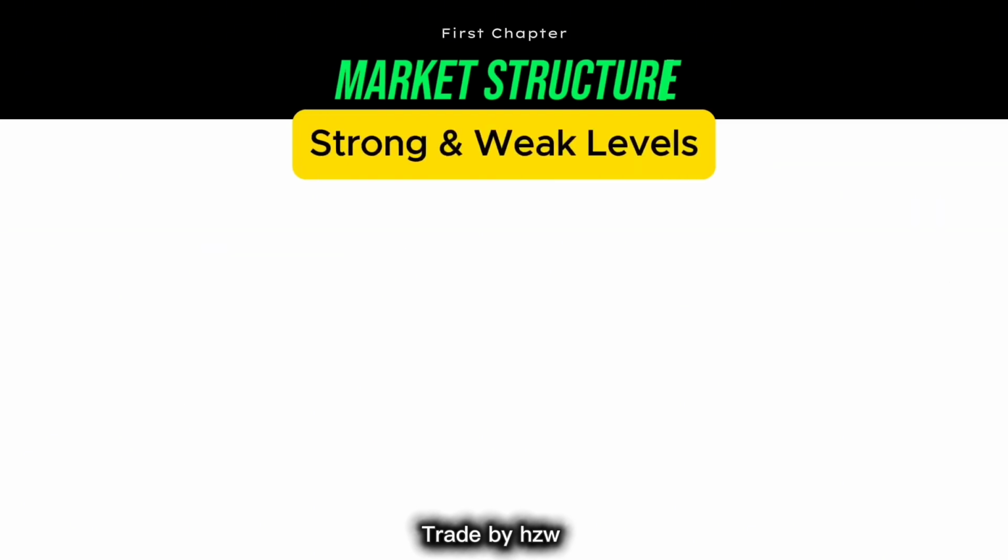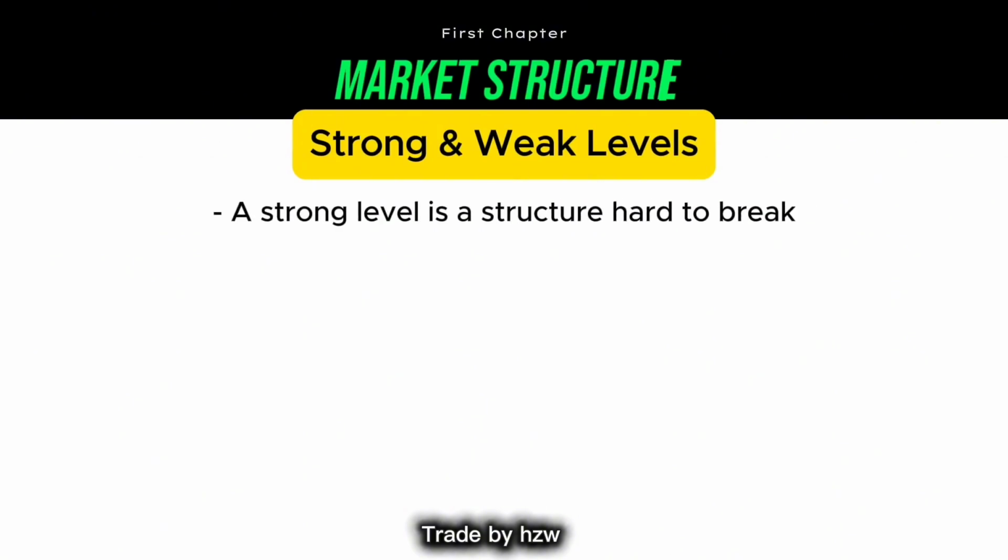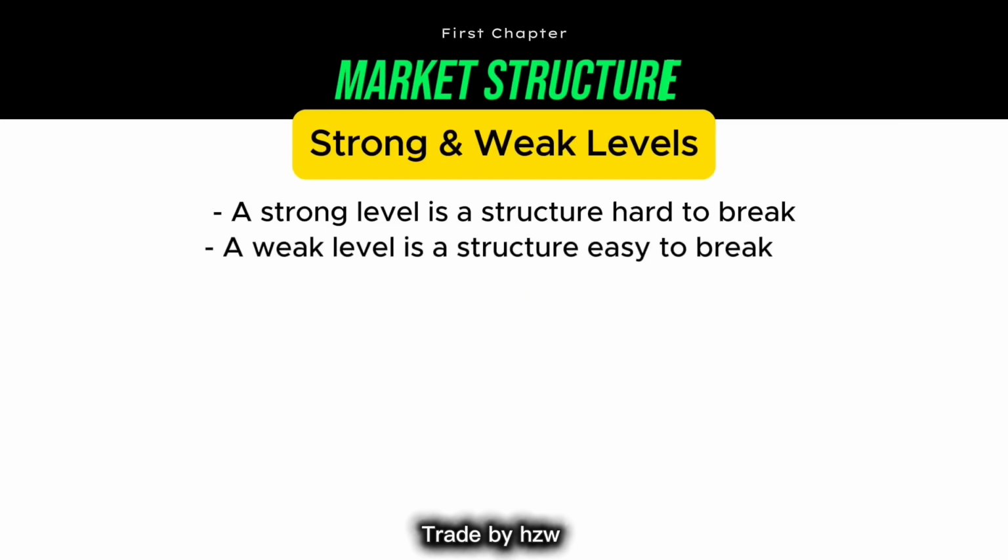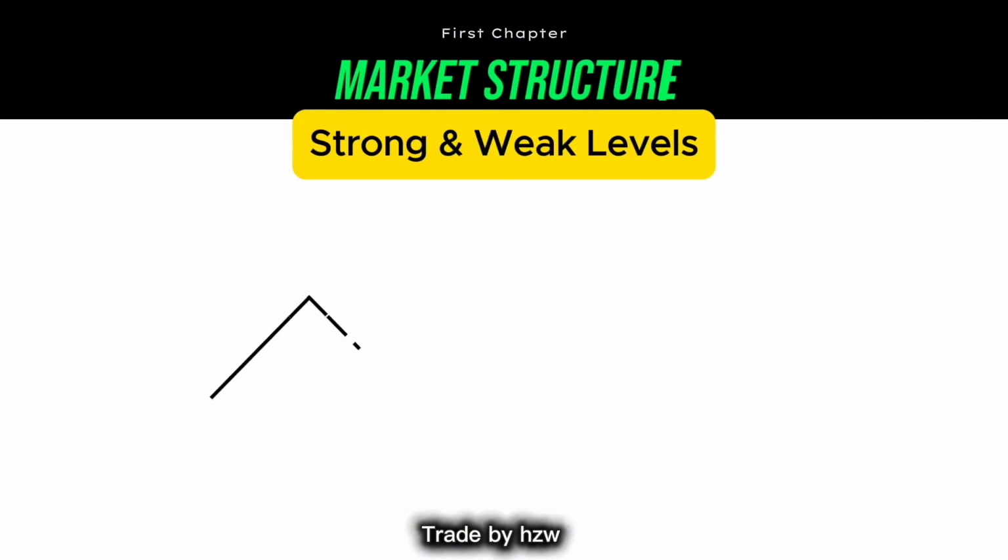Strong and weak levels. A strong level is a price level that price action has shown is very hard to break. And a weak level is a price level that price action has shown is easy to break. So let's look at the simple uptrend. This is the low of the first movement. On uptrends, we know that lows are not broken. So this is the first strong level.